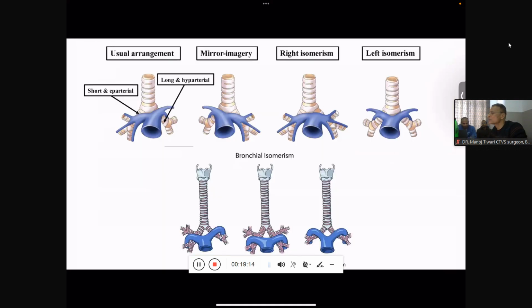So there is another variant of tracheobronchial anomalies, which is called isomerism. It is just a mirror image. For example, this is the usual arrangement where you can see the upper lobe bronchus, the middle lobe bronchus, and the lower lobe bronchus.